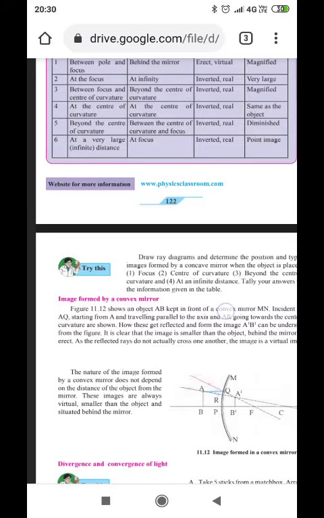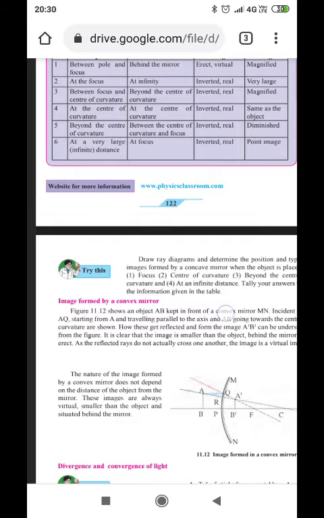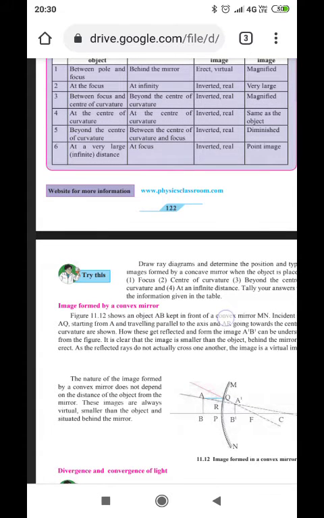Then at very last, when the object is beyond the center of the curvature, the image will be formed between the center of the curvature and the focus, and the nature of the image is inverted and real, and the size of the image will be diminished, means smaller than the object.